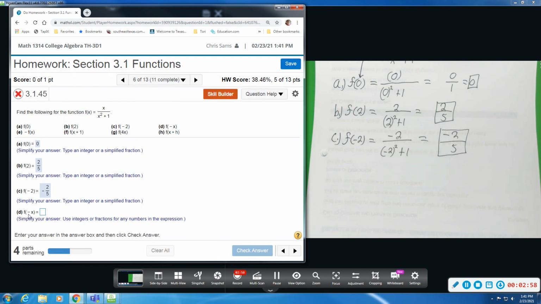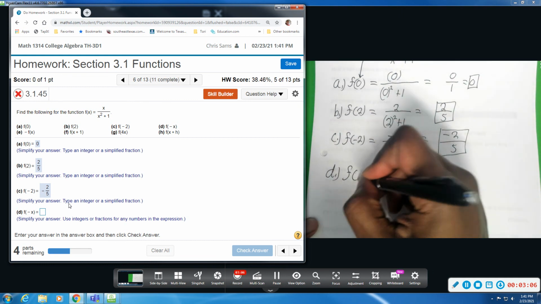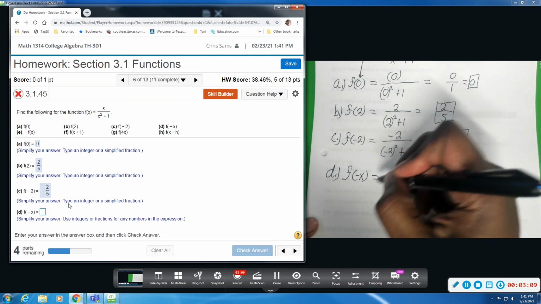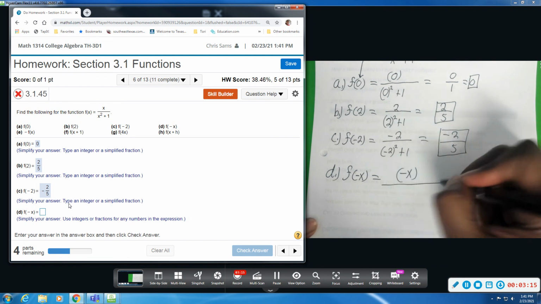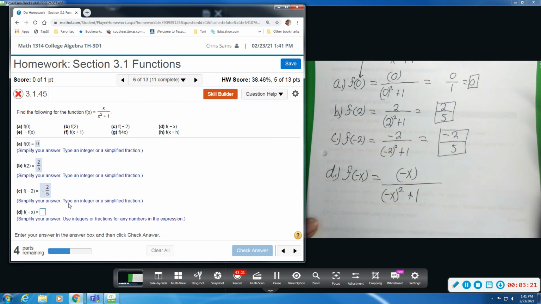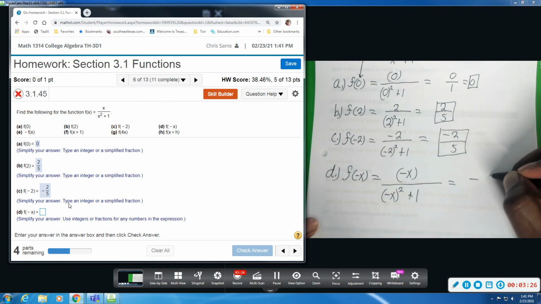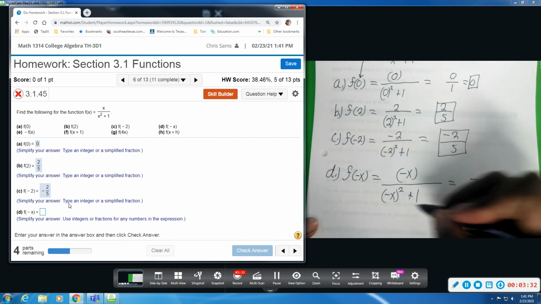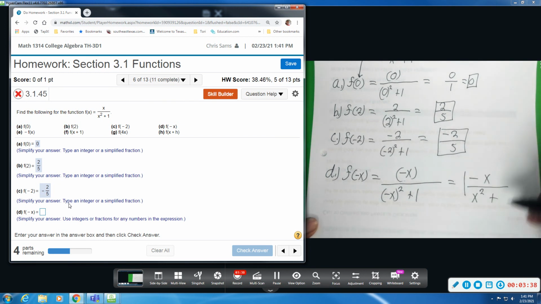Okay, so now D, we're going to plug in a negative x. So f of negative x. Same concept. We're just replacing x with a negative x now from our original equation. So once we do this, there's nothing to evaluate with the negative x on top. A negative squared will become a positive, so we have a positive x squared, and then just plus 1. So the only difference from our original is a negative on the top, plus 1.